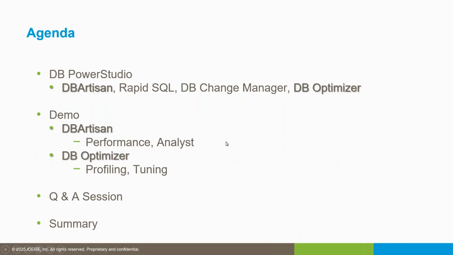Regarding the agenda, we will speak about a bundle called DB Power Studio. It includes DB Artisan, Rapid SQL, DB Change Manager, and DB Optimizer. We will focus today on DB Artisan and DB Optimizer. After the slides, we will switch to the demo itself. I will show what we can achieve, a part of the features of DB Artisan and DB Optimizer. There are lots of features in this tool, so we won't have enough time to show everything.